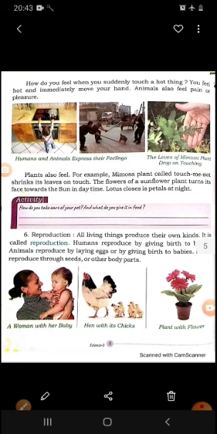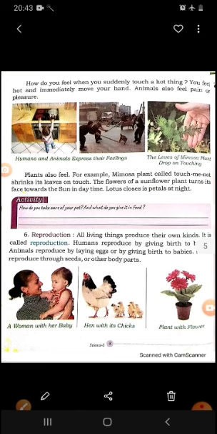Our next characteristic is about feeling. Now, when you touch a hot thing, what do you feel? You feel the heat? Your hand gets burnt? Similarly, animals also feel the pain and also pleasure. When they are happy, they feel it. When they are in pain, they feel it.